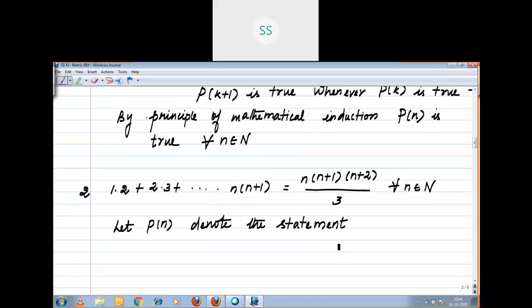First you want to prove for n equal to 1. Second step you have to assume the result is true for n equal to k. Third step you want to prove the result is true for n equal to k plus 1. Right? Step 1.